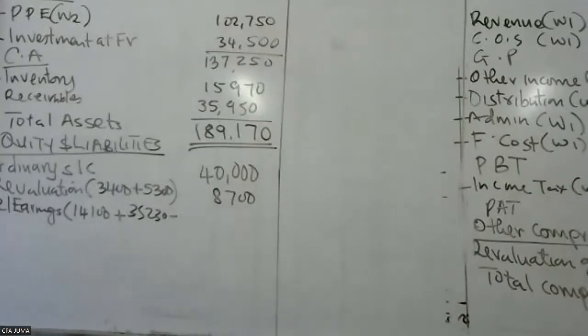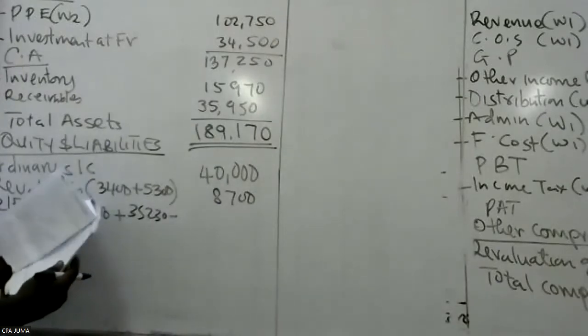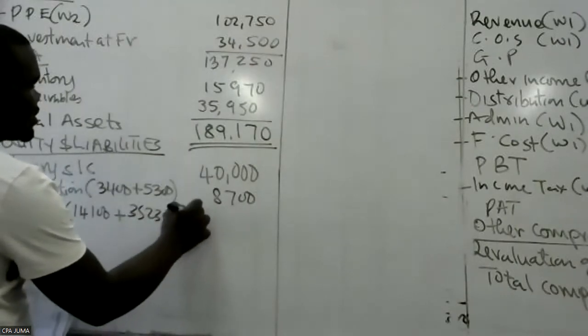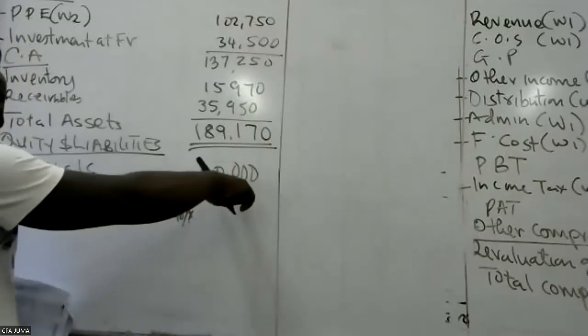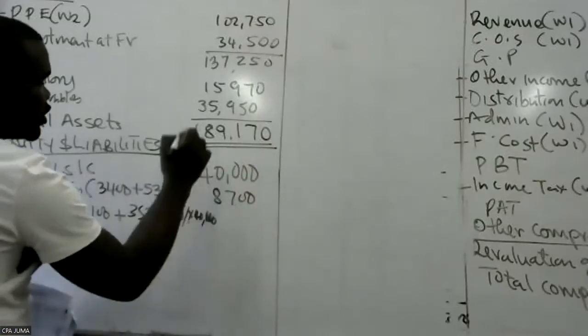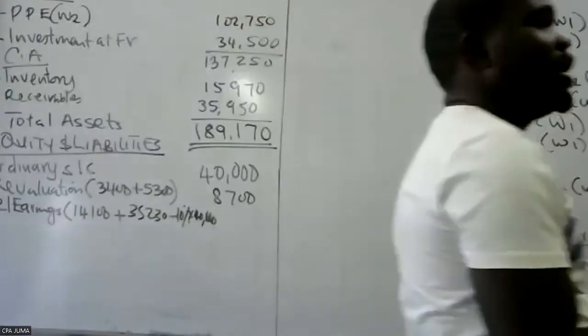Directors propose to pay a final dividend of how much? 10. Even if they have not paid, you deduct. That's how accounting is done. So deduct from retained earnings. 10% times share capital is 40. Yes, 40.